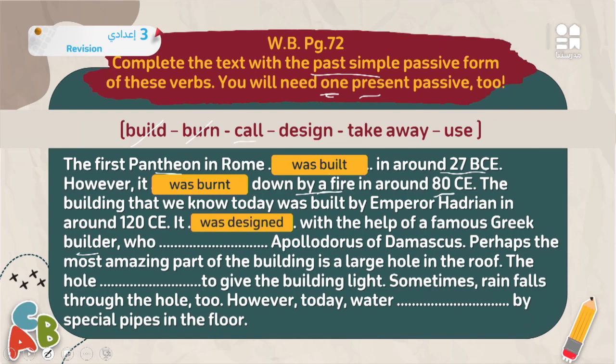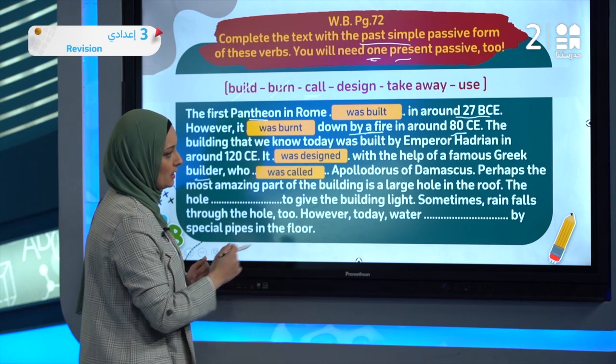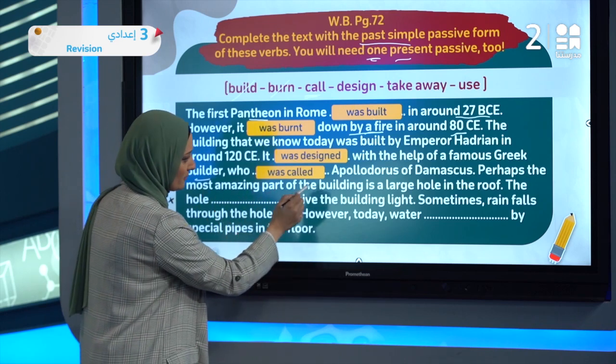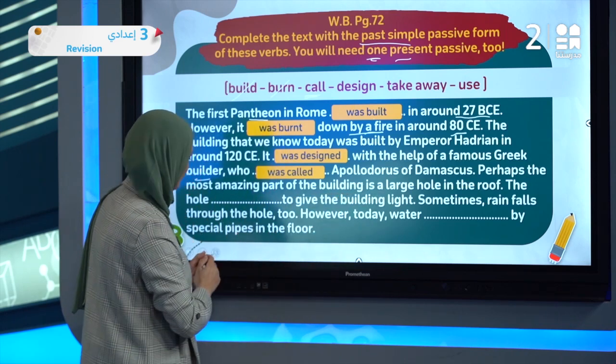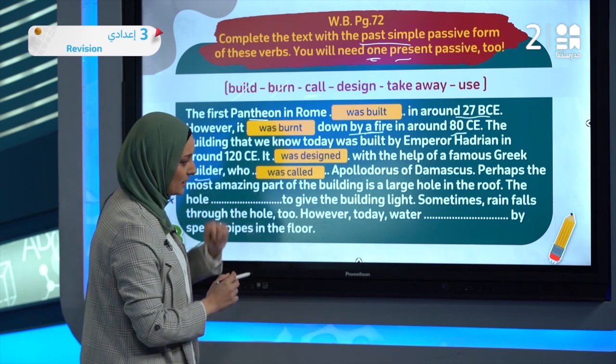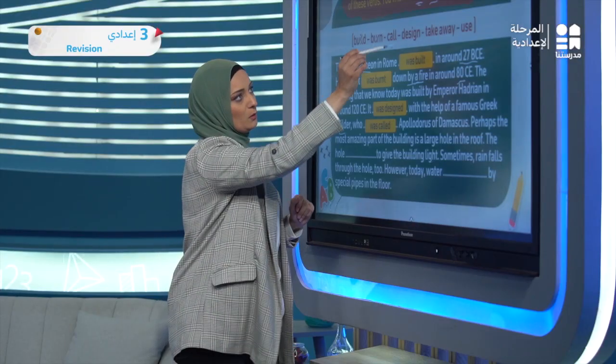Now, with the help of a famous Greek builder who ___ Apollodorus of Damascus. That's his title, or he was named that. So I'm going to use the verb call, and here it's singular, so was called. He was named the builder. Perhaps the most amazing part of the building is a large hole in the roof. The hole ___ to give the building light. So we've finished call and design.